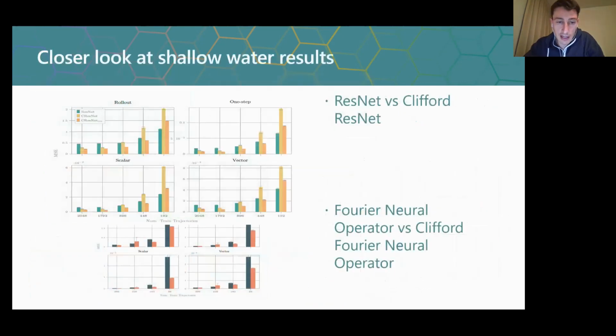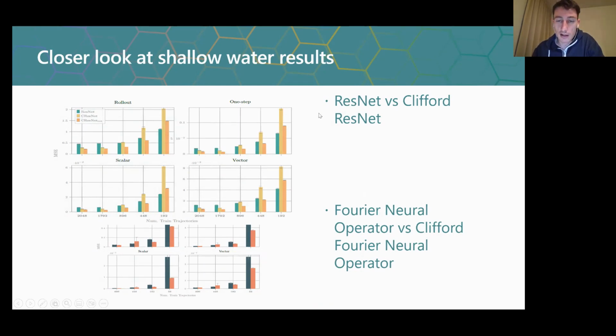And maybe I should end here with one closer look at the shallow water results, because you should also discuss the interesting parts. And the interesting parts are for the ResNets at lower numbers of trajectories. So maybe I've said a few things which I should clarify.